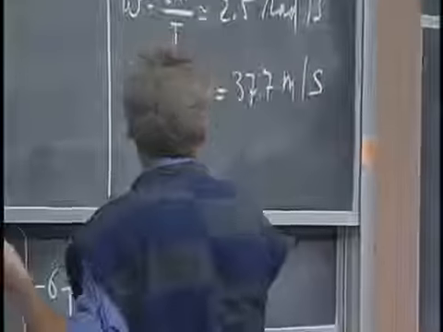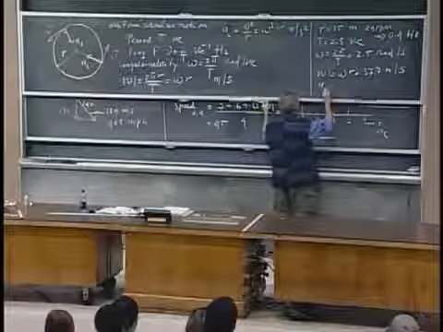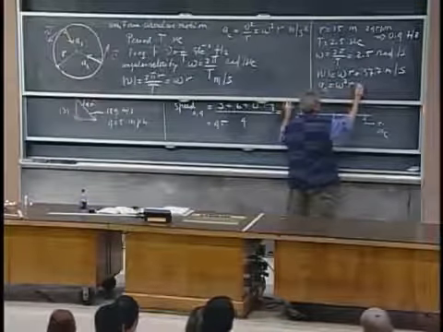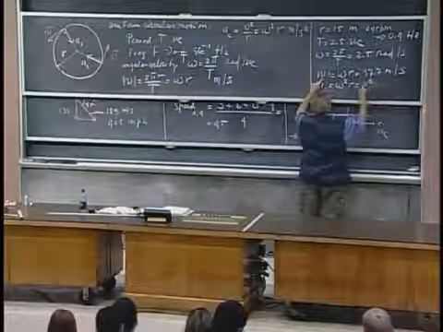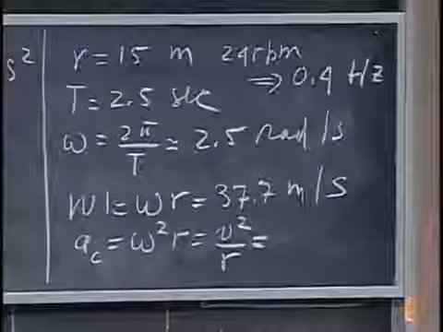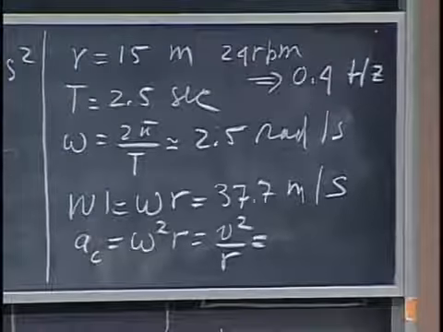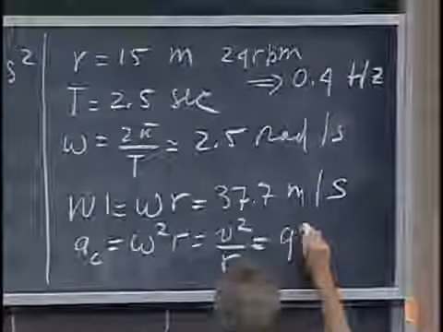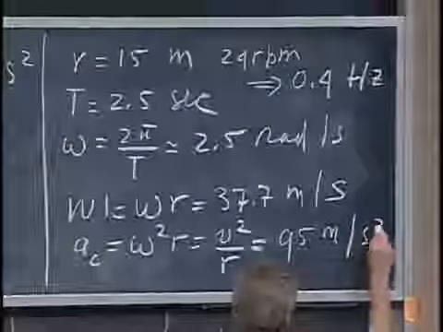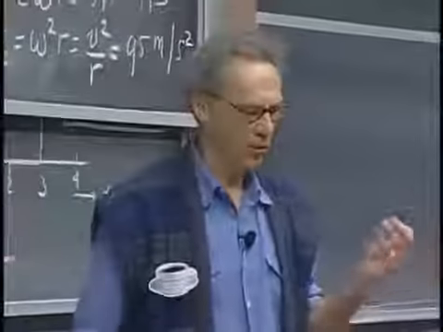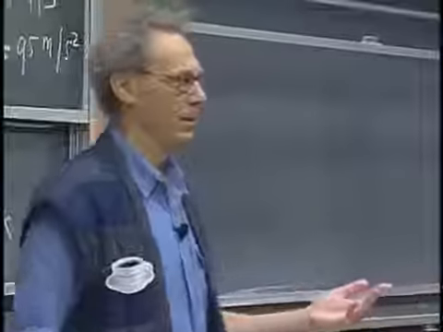What, of course, the goal is for NASA, what is the centripetal acceleration? That is omega squared r, or if you prefer to take v squared divided by r, you'll find, of course, exactly the same answer if you haven't made a slip, and that is 95 meters per second squared. And that is about 10 times the gravitational acceleration on Earth, which is really phenomenal.